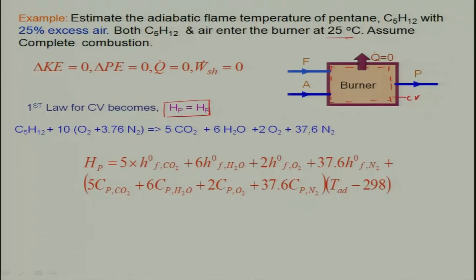This we know. Now in this, interestingly, these are all known. You can find these values from the table.